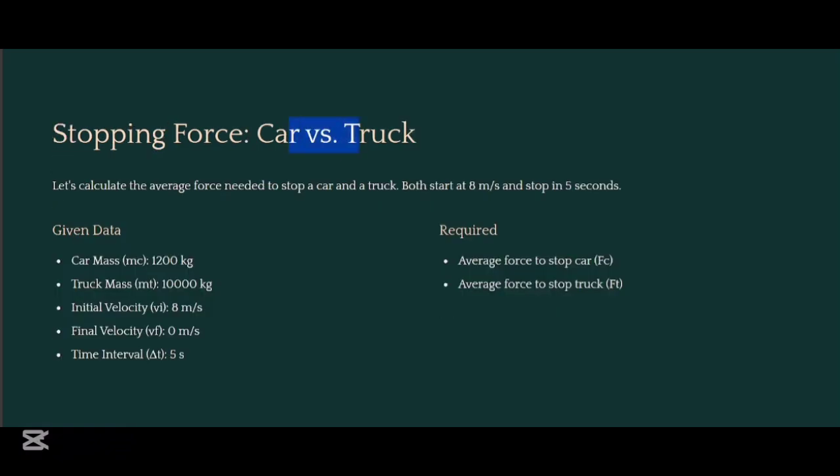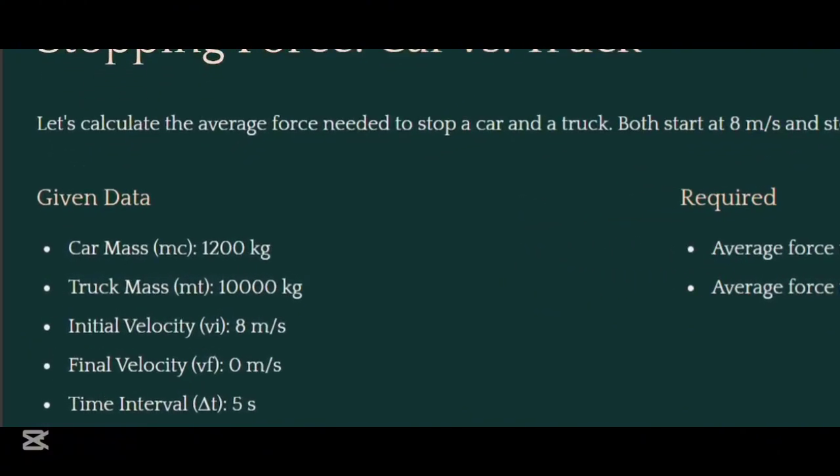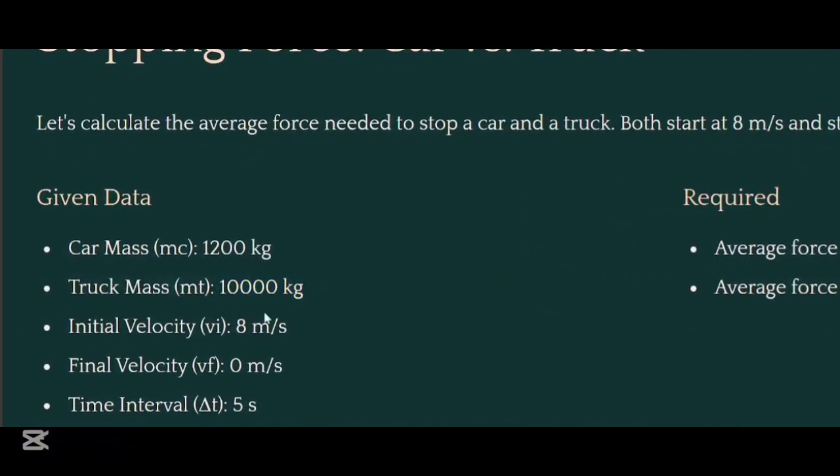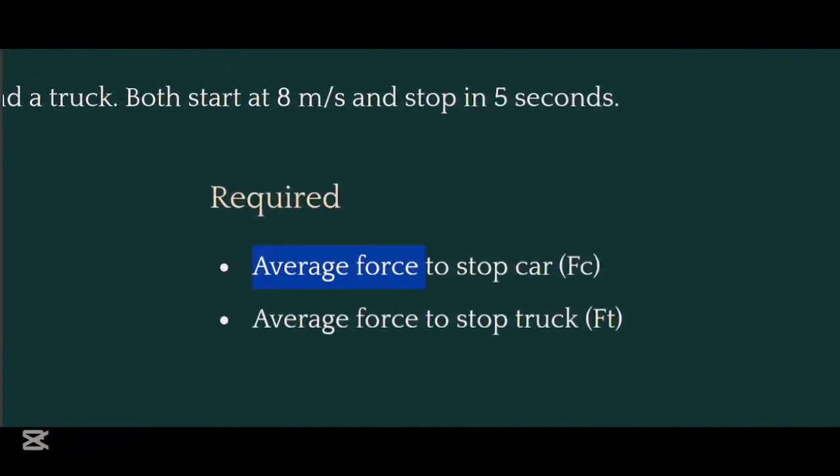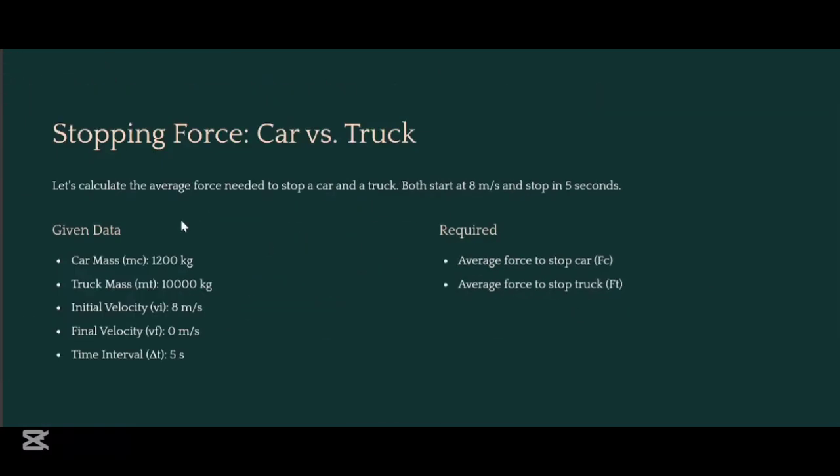Stopping force, car versus truck. Let's calculate the average force needed to stop a car and a truck. Both start at 8 meters per second and they stop in 5 seconds. So the given data: the mass of the car is 1200 kg, the mass of the truck is 10,000 kg, initial velocity is 8 and final velocity is 0, and the time interval, which is basically change in time, is 5 seconds. The required is the average force to stop the car and the average force to stop the truck.